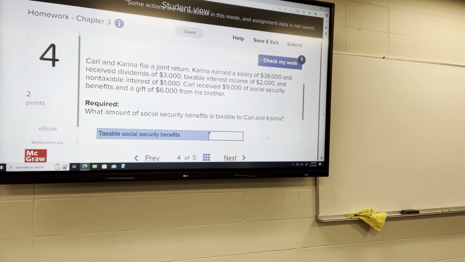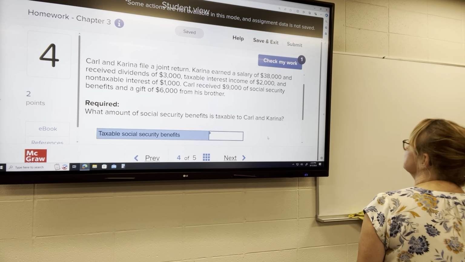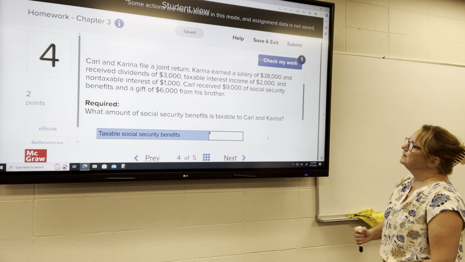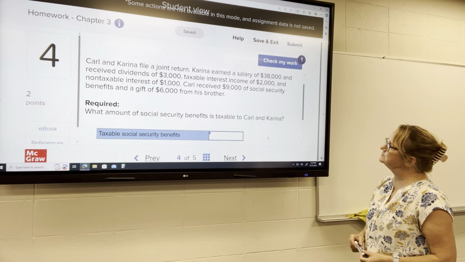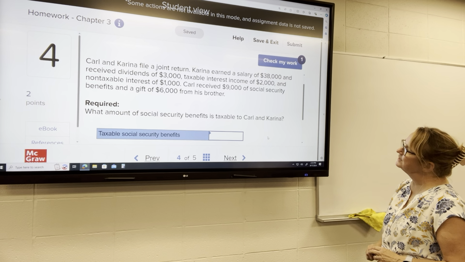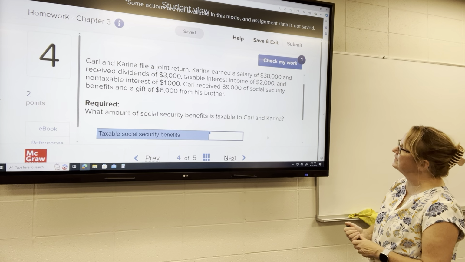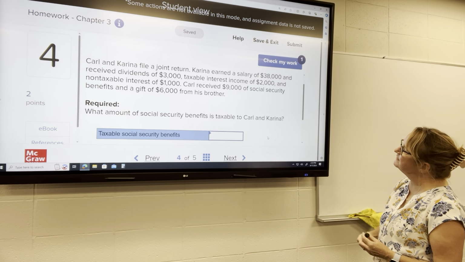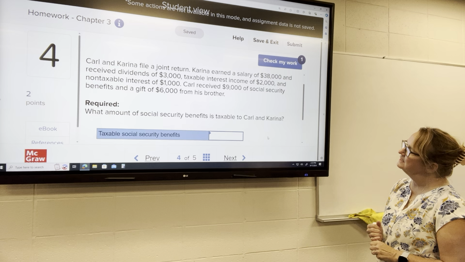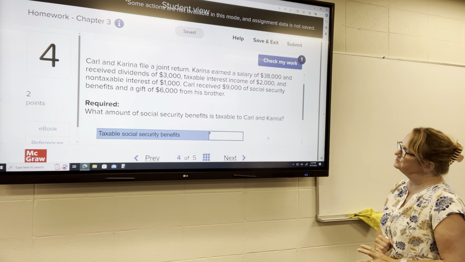Okay. Carl and Karina file a joint return. Karina earned a salary of $38,000 and received dividends of $3,000, taxable interest income of $2,000, and non-taxable interest of $1,000. Carl received $9,000 of Social Security benefits and a gift of $6,000 from his brother.